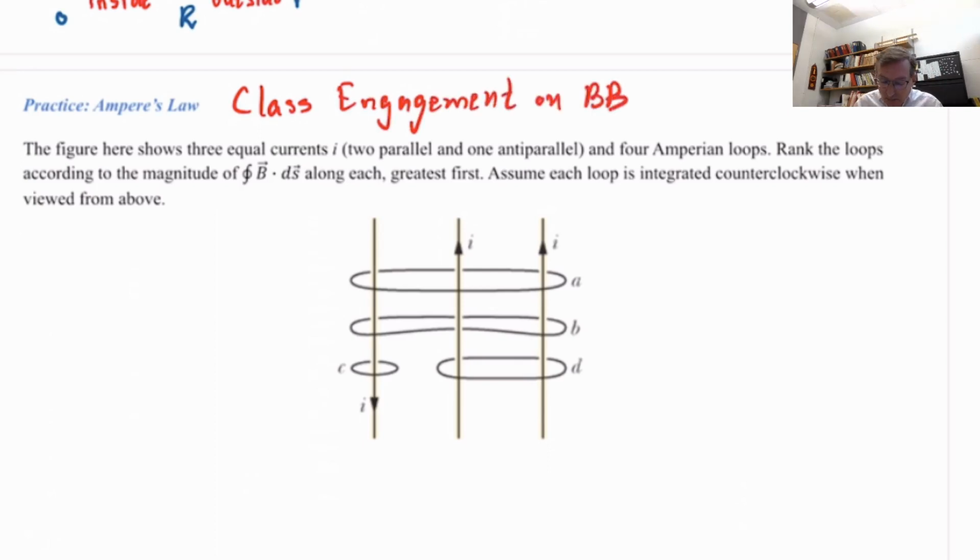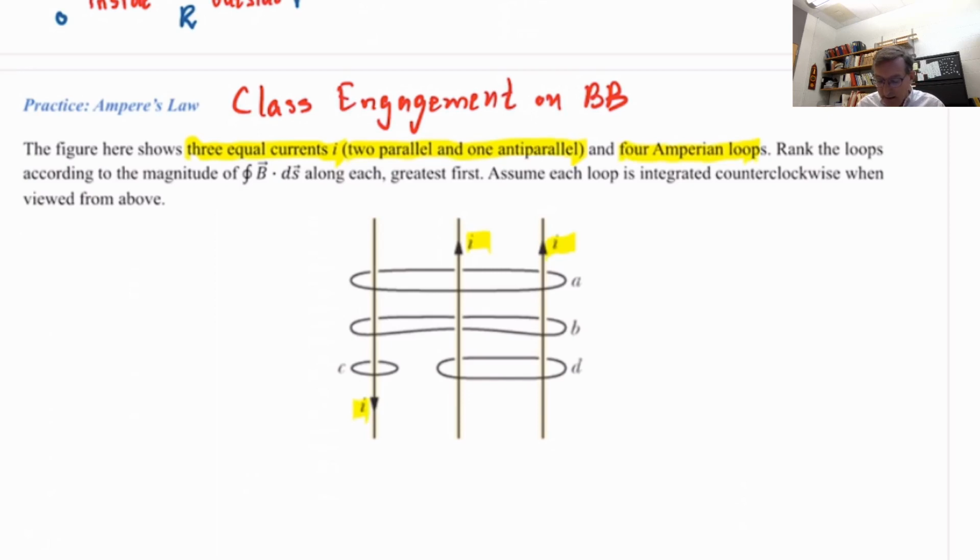The figure here shows 3 equal currents, I. 2 of them are parallel and 1 is anti-parallel. In other words, 2 of them are up in the plane of the screen, the other one is down. It also shows 4 Amperian loops, A, B, C, and D.